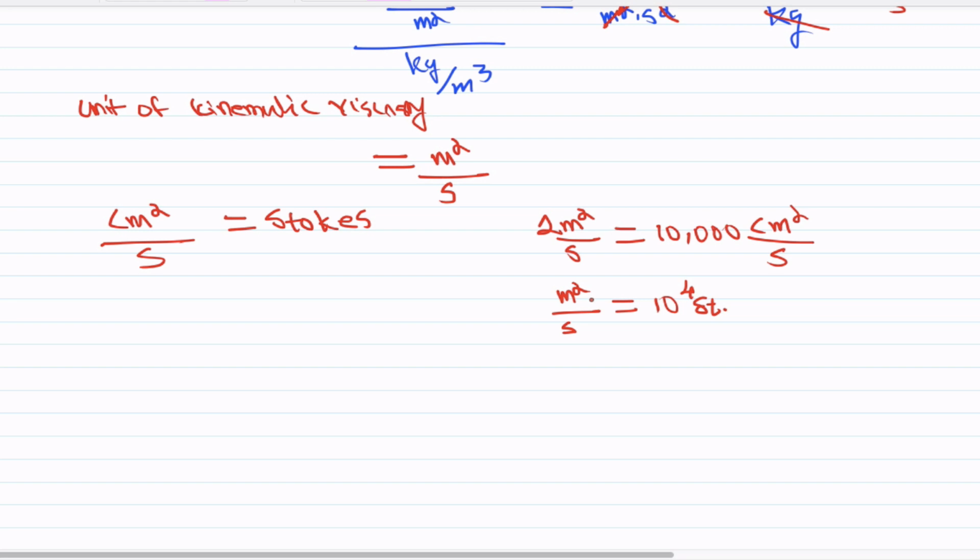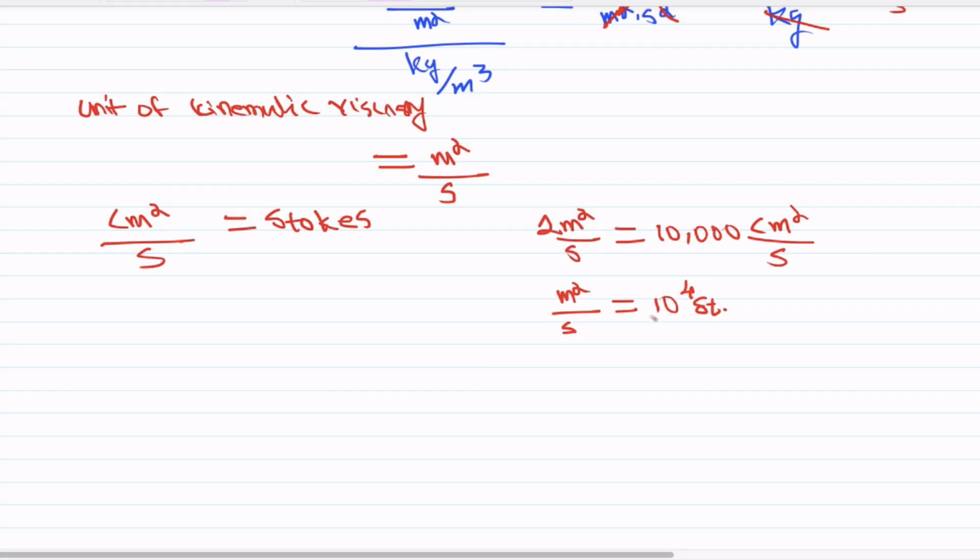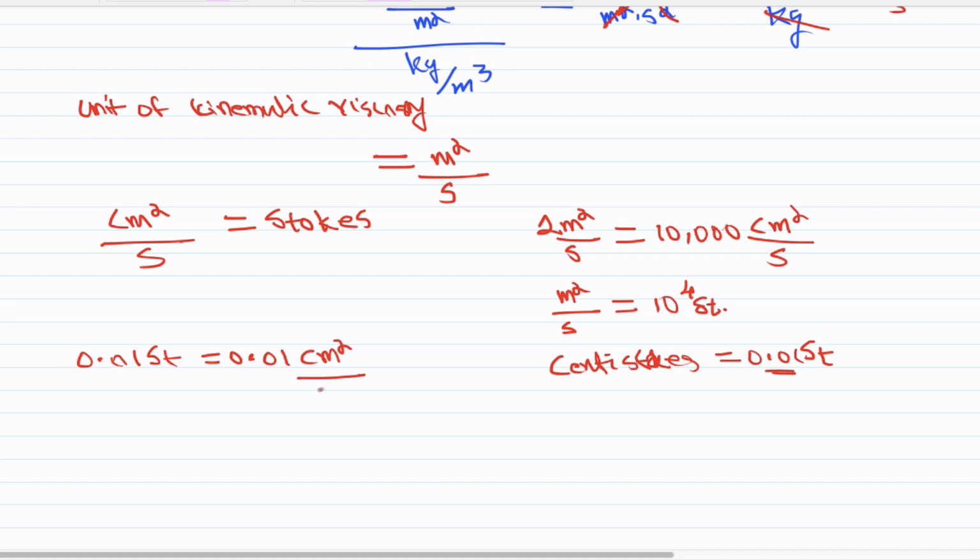When we want to convert meter square per second into stokes, you have to multiply that with 10 raised to 4. This is also a bit large unit, and we use centistokes in certain applications to measure very small amounts of kinematic viscosity. The centistoke is equal to 0.01, as you guessed, 0.01 stoke. That is what centi means, 0.01. So that is 0.01 stokes, equal to 0.01 centimeter square per second.